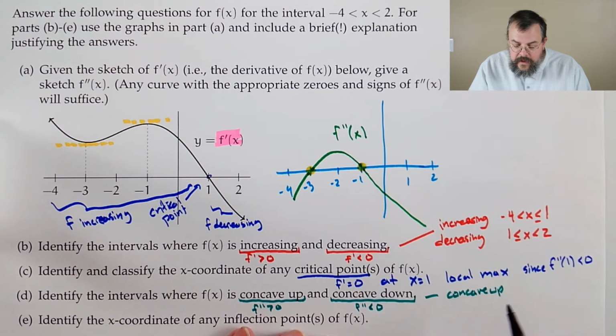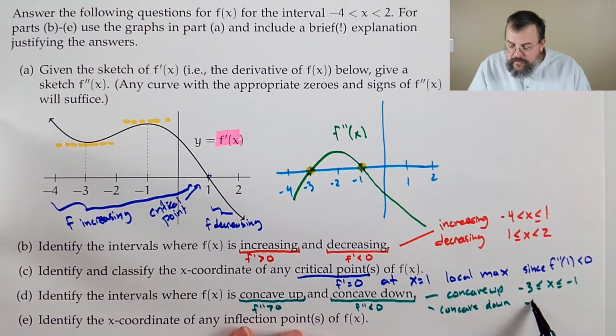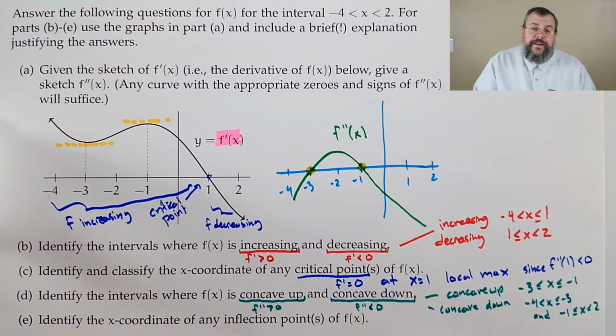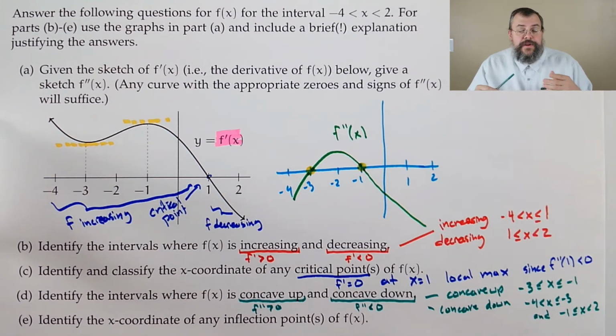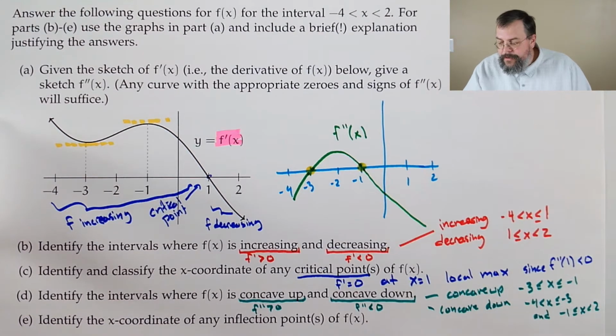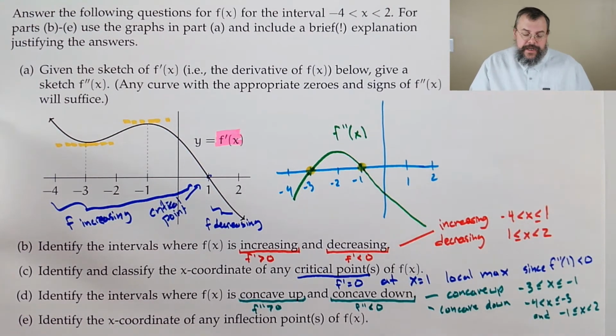at, I should say, negative 3 less than or equal to x less than or equal to negative 1. And then we're concave down at our other places. So from negative 4 up to negative 3, and from negative 1 up to 2. All right, good. So that's part D. All right, well, one more. Part E. Identify the x-coordinate of any inflection point.